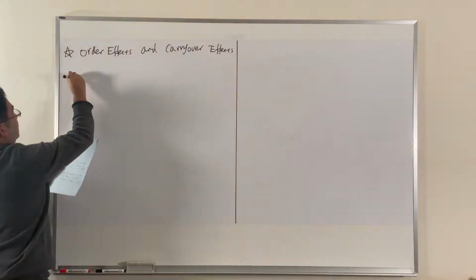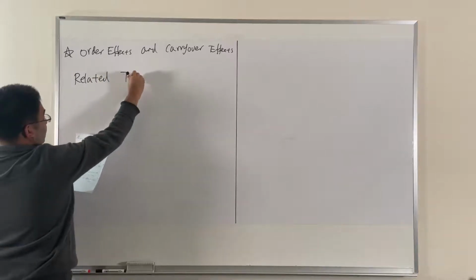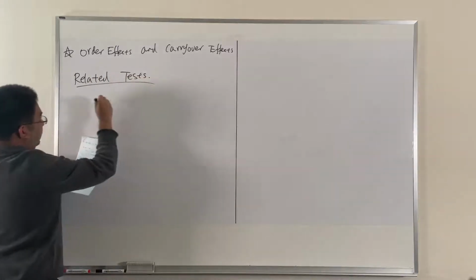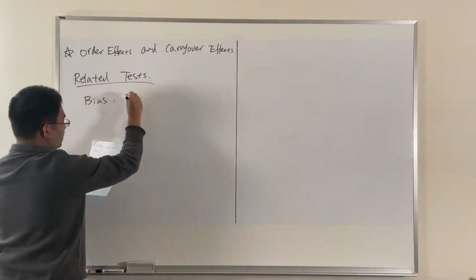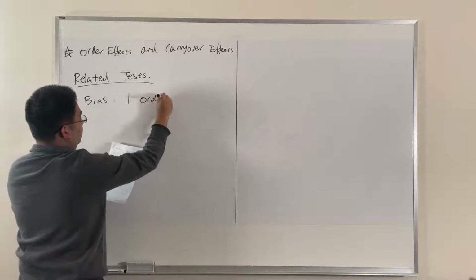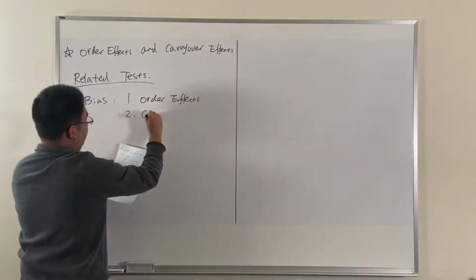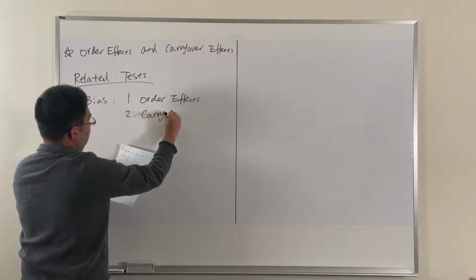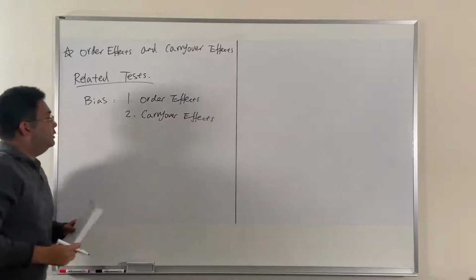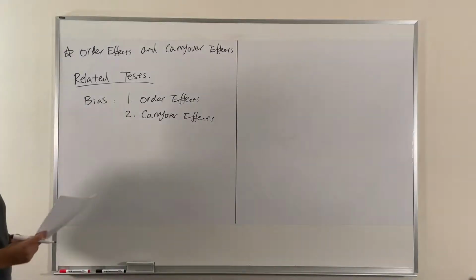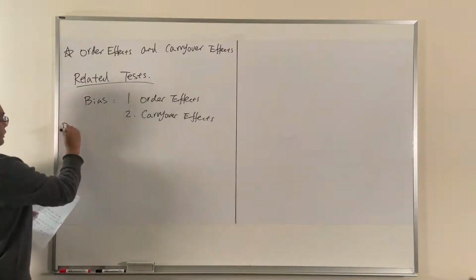As we talked about in our previous video, where we do related tests, we will face the problem of bias, and there are two types. First type is order effects. The second type is carryover effects. In this video, I want to talk about each one of them. So let me first give you the definition of them.